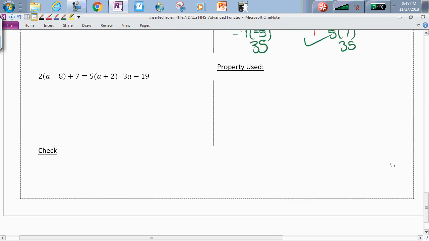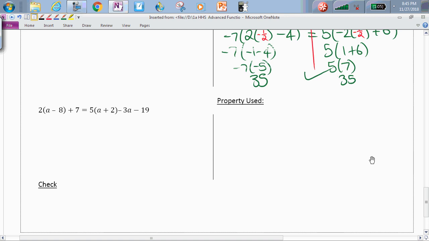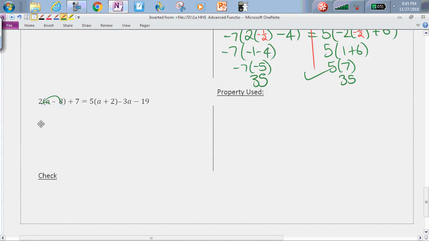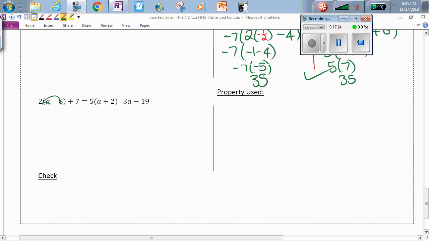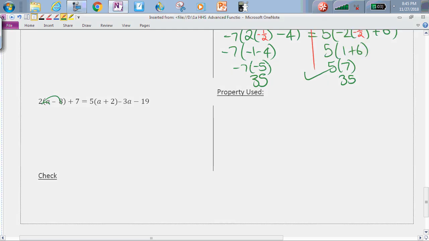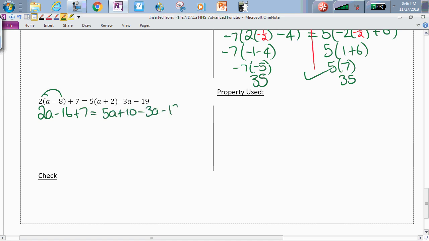And then I believe this is our last problem. Then we're just going to distribute. Okay. So let's distribute here. We have 2a minus 16 plus 7 equals 5a plus 10 minus 3a minus 19. So I've just distributed. So property used is distributive property.